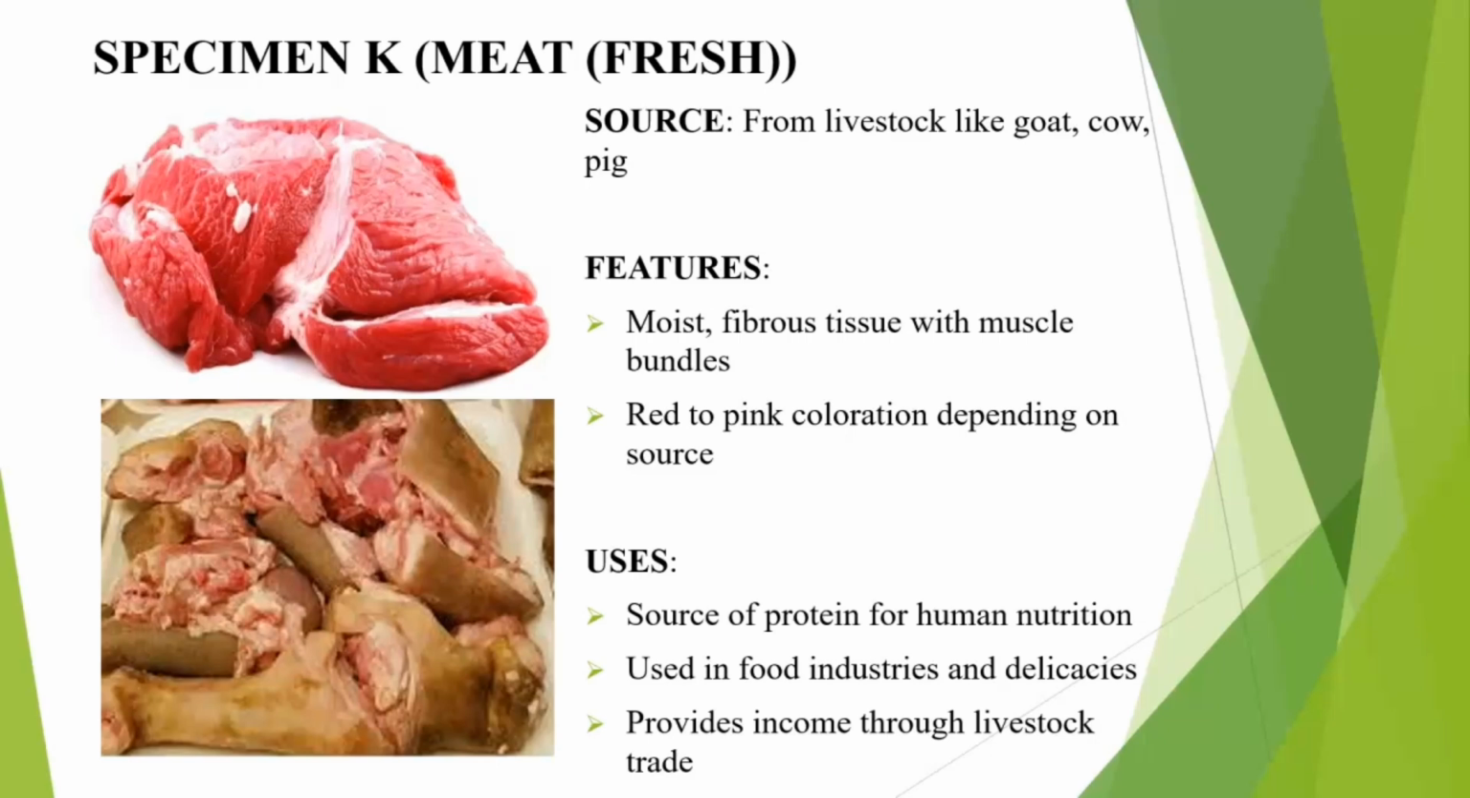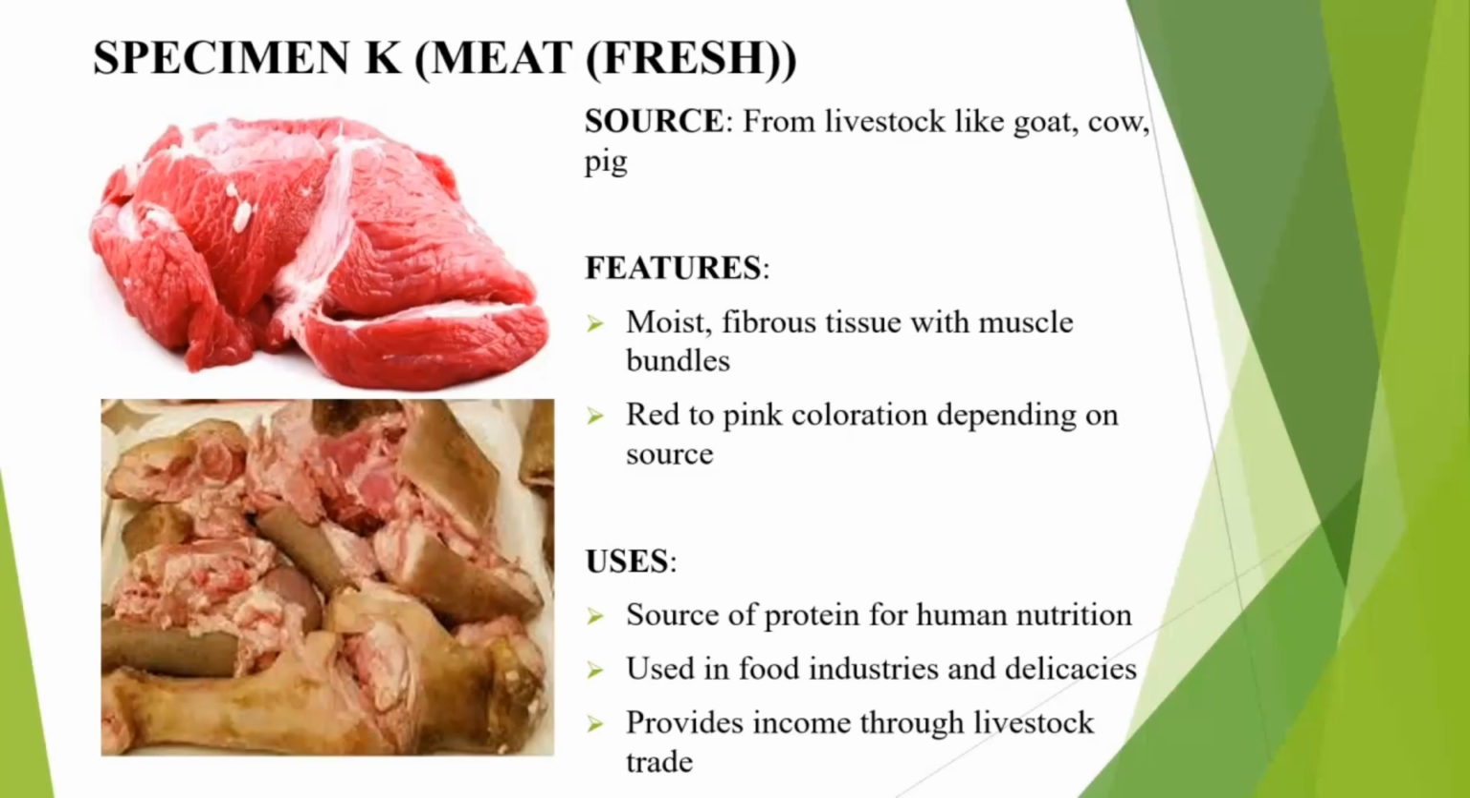Then what are the features? For the features, number one, you can tell them the appearance. It is red in appearance, soft, and if there's a skin, you can write with the presence of an attached skin. Secondly, it is moist with fibrous tissue and muscle bundles. Also, I've talked about the color, which is very important. You add it.